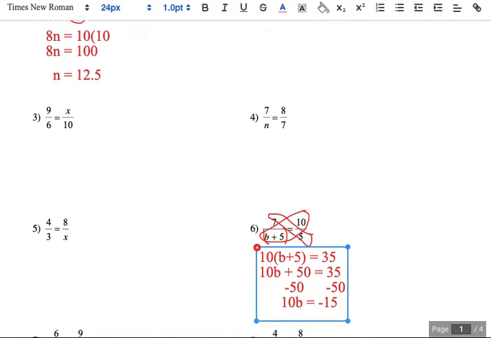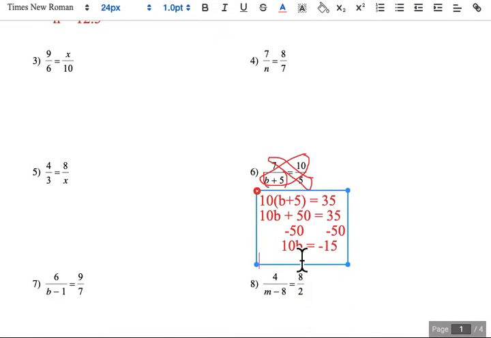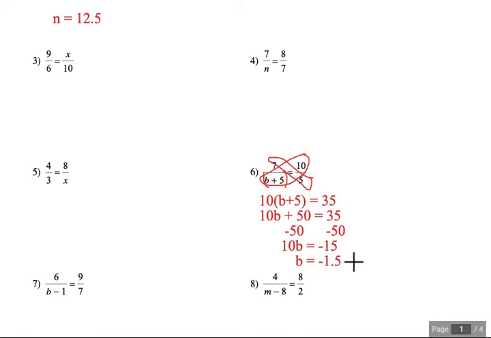And to undo this, I'm just going to divide each side by 10. So 10b divided by 10 would give me just b. And negative 15 divided by 10 will just be negative 1.5. So that is my final solution for this one. And again, I could check my answer by plugging it in.